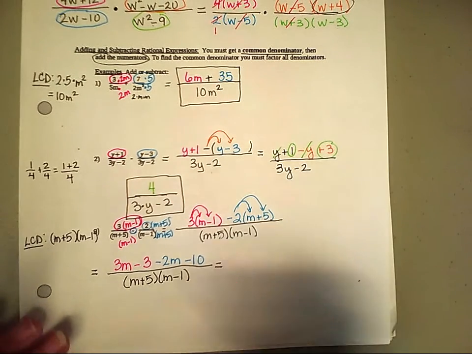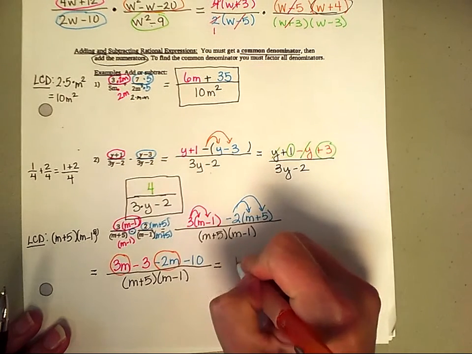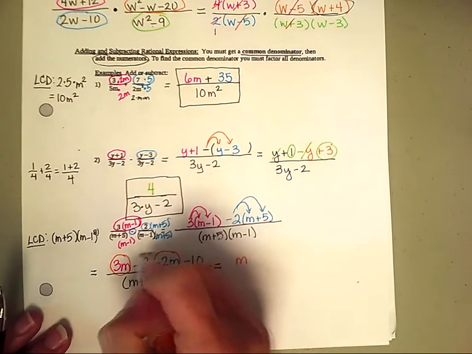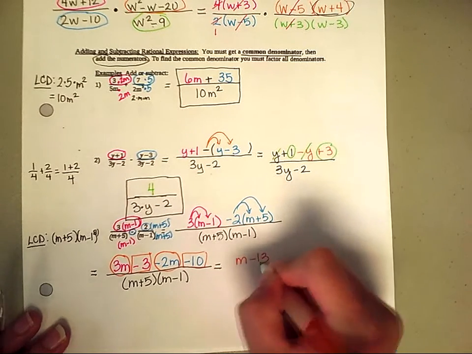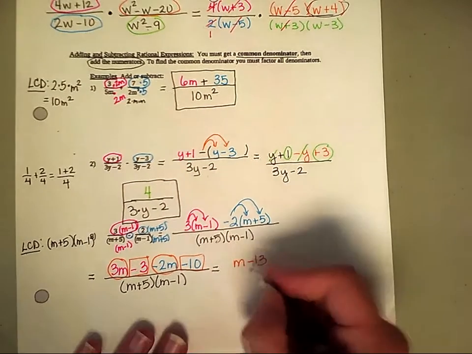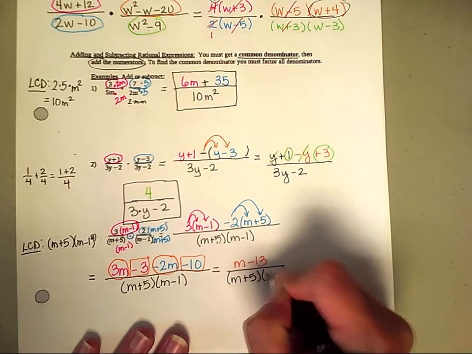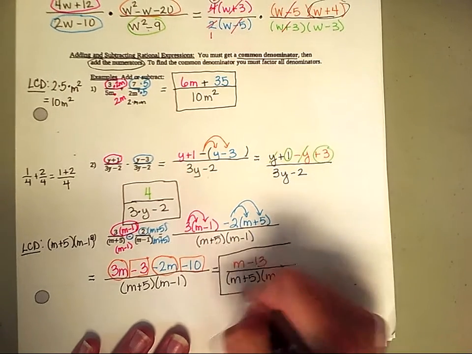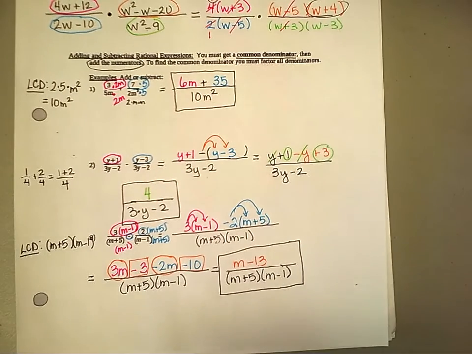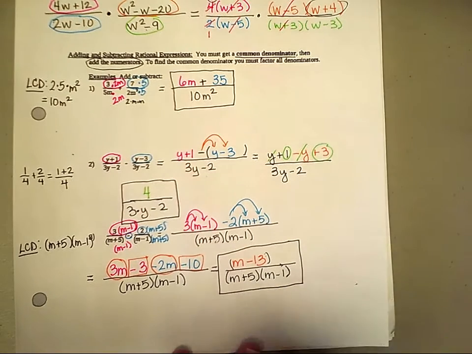Now we can combine like terms. 3m minus 2m is positive m, and minus 3 minus 10 is minus 13, over, and just copying the denominator, m plus 5, m minus 1. And so this is our result. M minus 13 will not cancel with either of these factors.